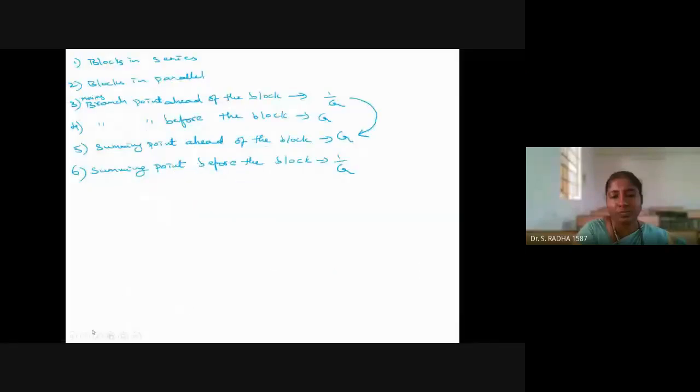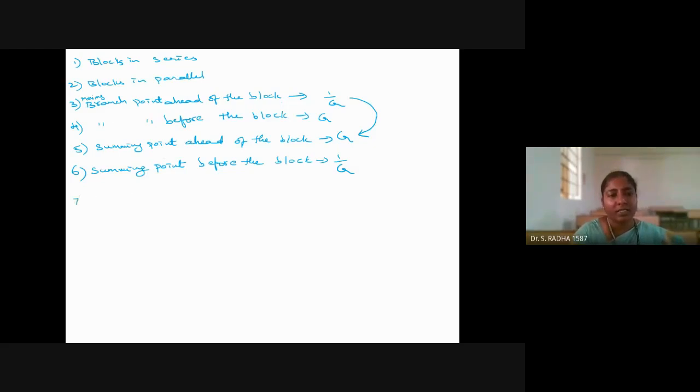Now this is about 6 rules. You can just check. Third one is moving branch point ahead of the block, moving branch point before the block, moving summing point ahead of the block, moving summing point before the block. Okay, 6 rules completed.